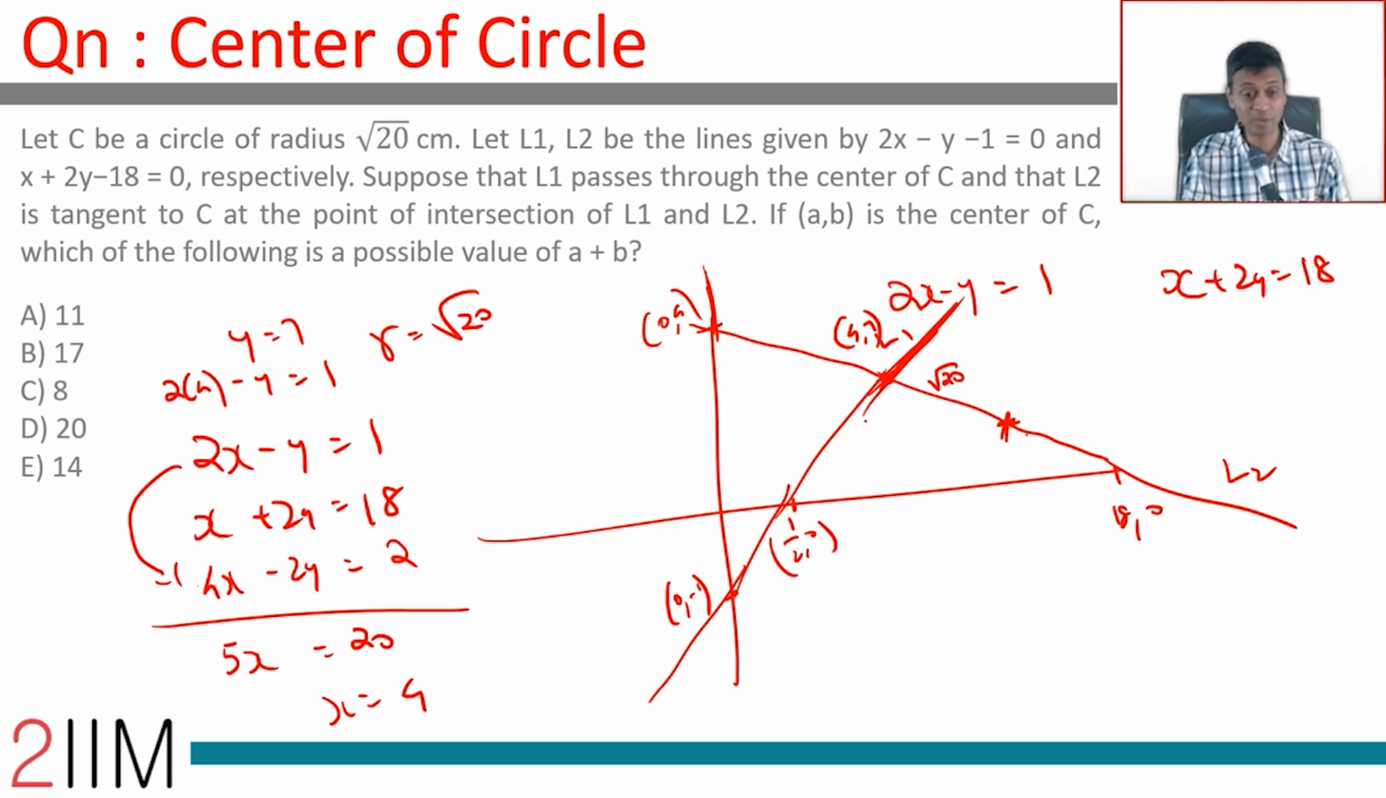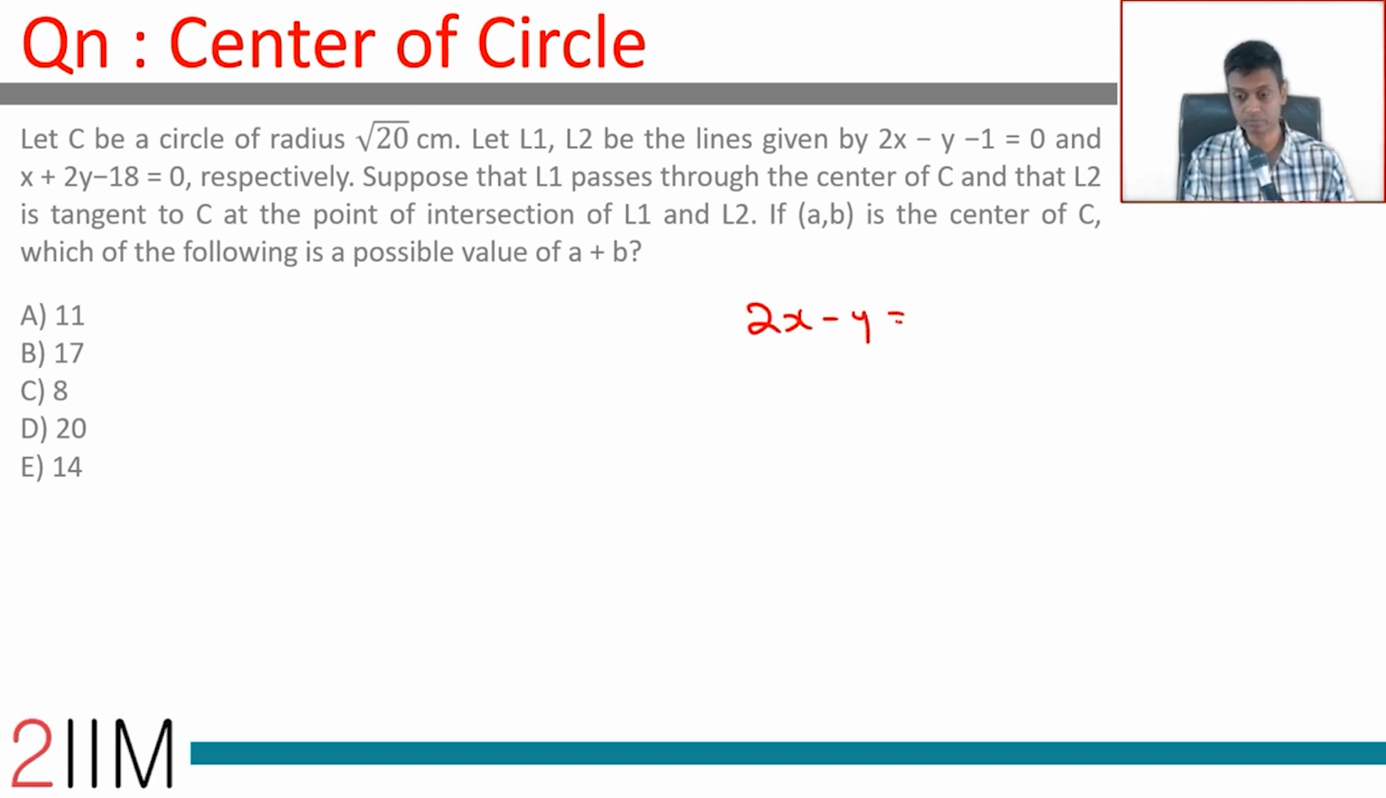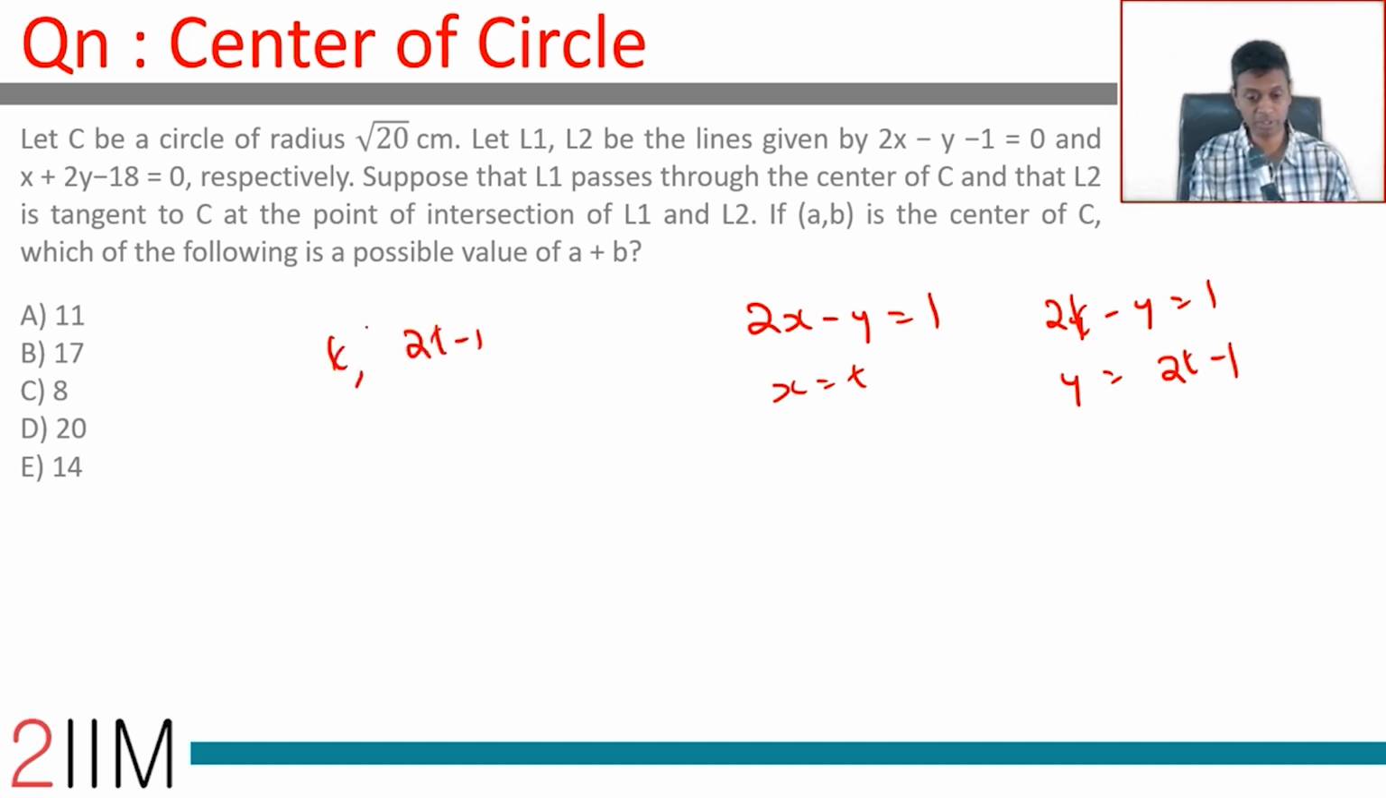Fine. And then we want the center. Suppose that L1 passes through the center. L1 is the line 2x minus y equal to 1. This is L1. The center is somewhere here, not here. L1 passes through the center and this is a distance of root 20 from 4, 7. Wonderful. L1 is 2x minus y equal to 1. If we put x equal to t, 2t minus y equal to 1, or y equals 2t minus 1. The point is t comma 2t minus 1.